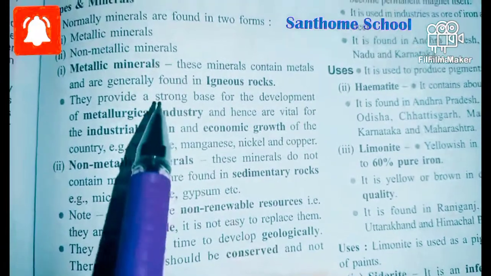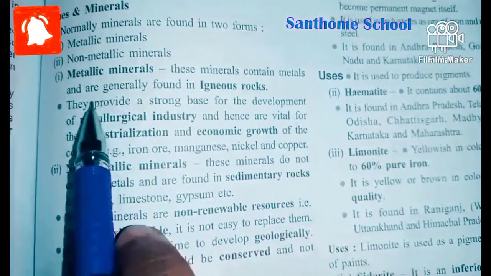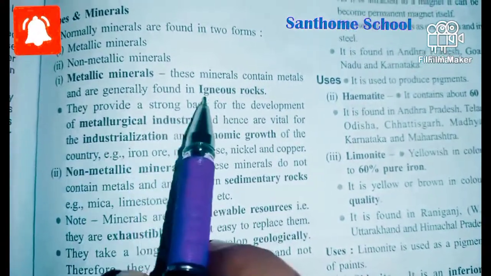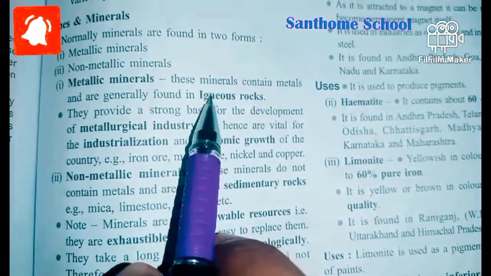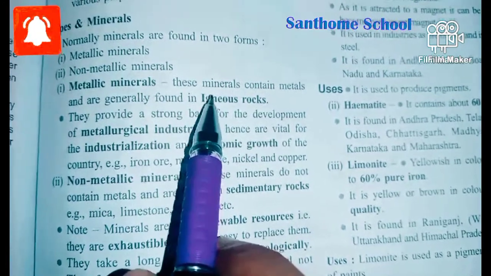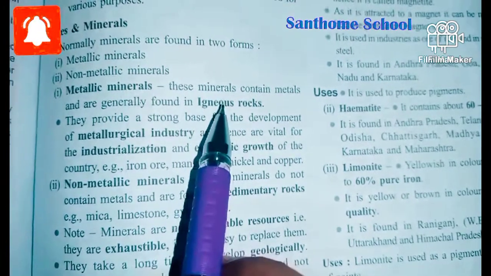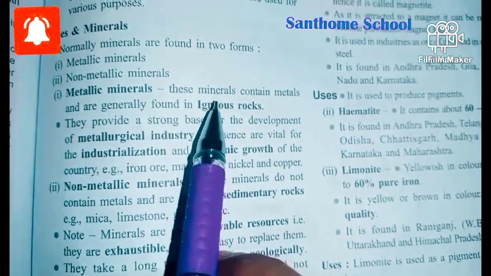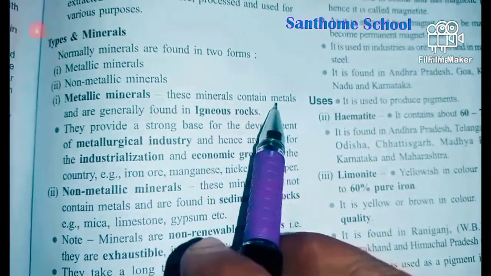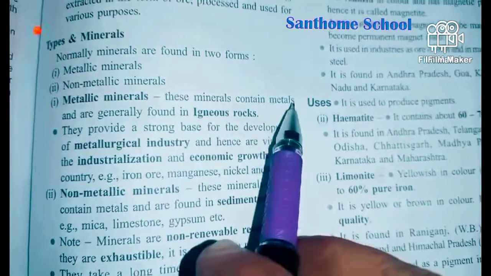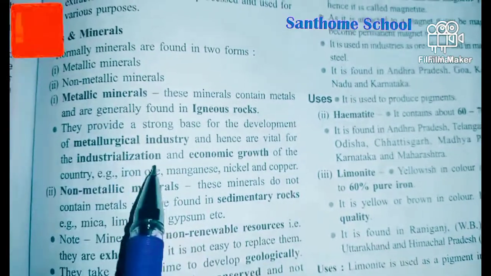Metallic minerals. Here the minerals contain metals and generally they are found in igneous rocks. Igneous rocks are the rocks which are formed during volcanic eruptions and they solidify. After solidifying, they form the crystalline rocks, and from these crystalline rocks we obtain some minerals and these contain some metals. So this type of minerals are called metallic minerals.